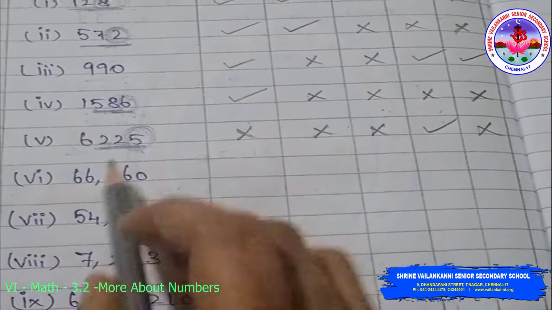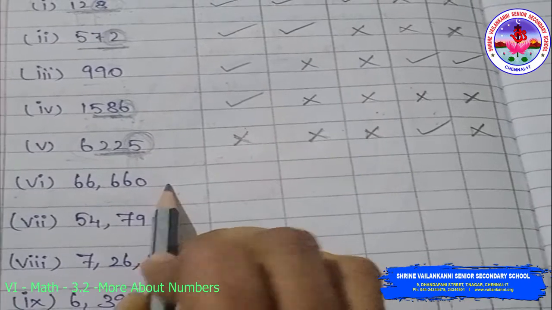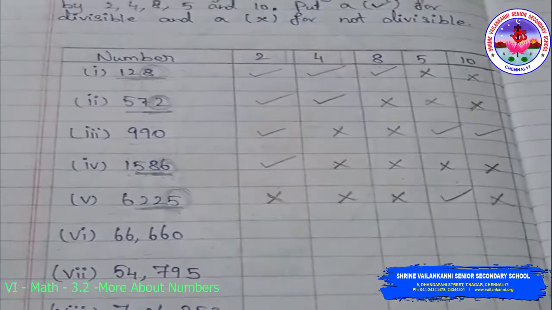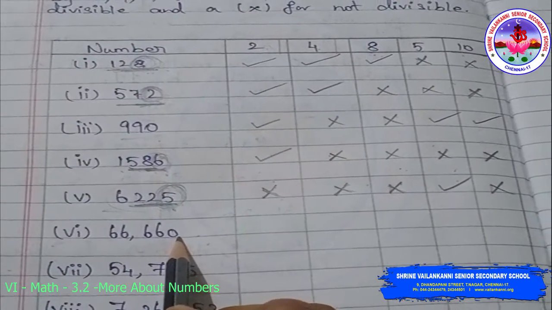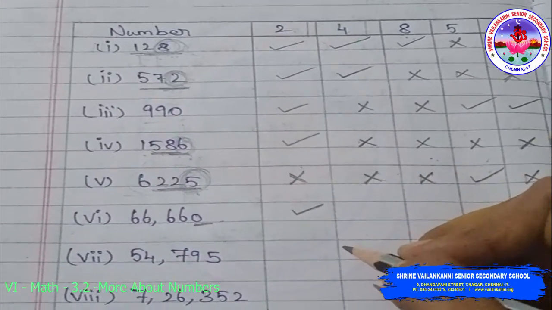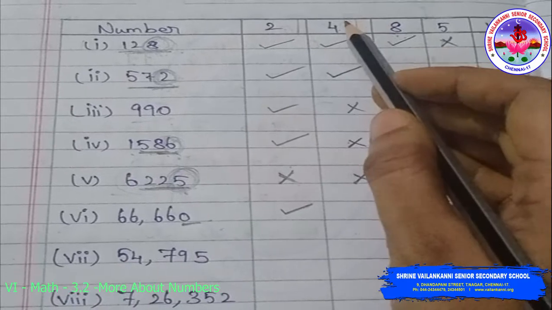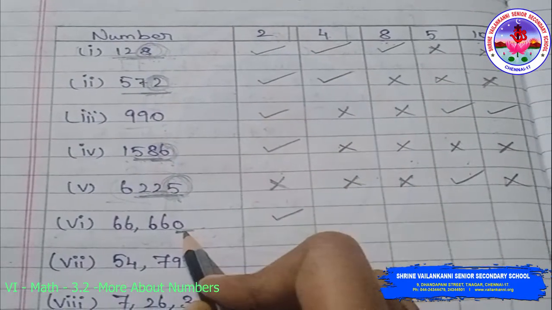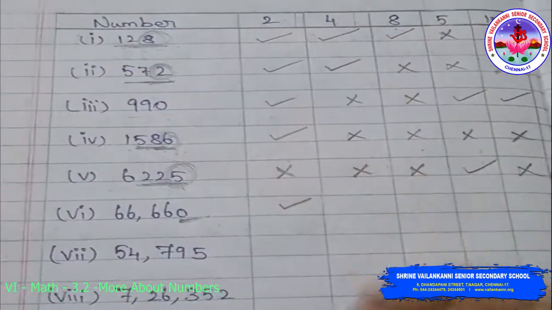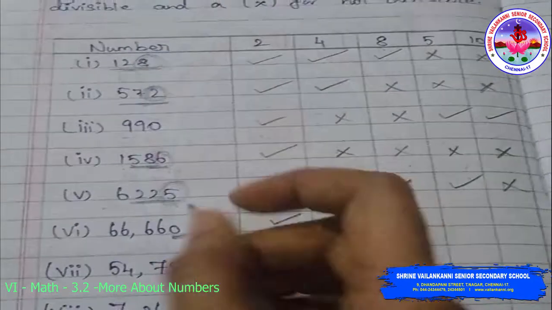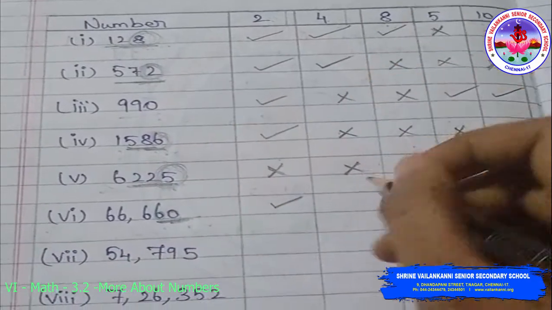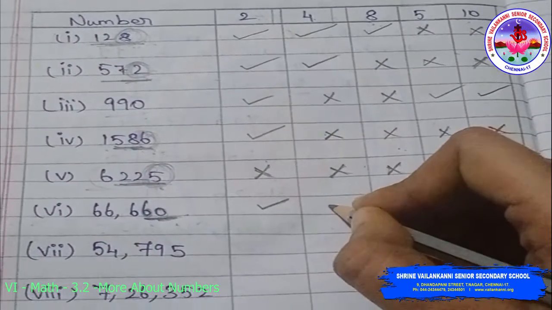Next, sixth one. 66,660. Divisible by 2, the rule is the value ends with 0 or an even number. Here the value ends with 0, so it is divisible. The next one, 4. Here it ends with 0, but the rule is ends with 2 zeros. So you can check the last 2 digit values, 60. 60 is divisible by 4, so it is divisible by 4.